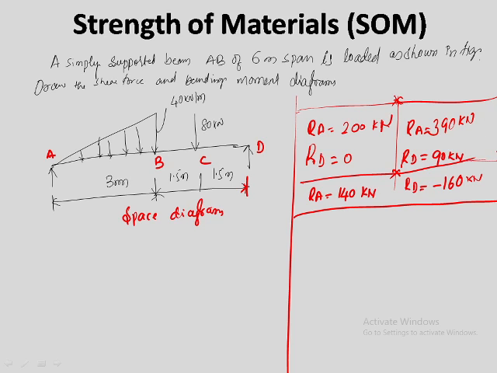Sir, RD 40 kilonewton, sir. RD 40 kilonewton. Right. Give answer. RD 40 kilonewton. Next.